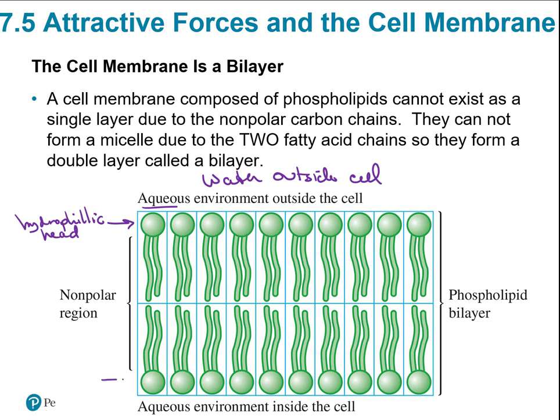And then you have the hydrophilic heads on the inside of the cell. That can interact with the watery environment inside the cell. So that would be salts, sugars, anything that's hydrophilic. But where those non-polar tails are, I think of them like a sandwich. Okay, so the heads are like the bread, and the inside of the sandwich is where the tails go. So they tuck into the inside and they make this barrier.